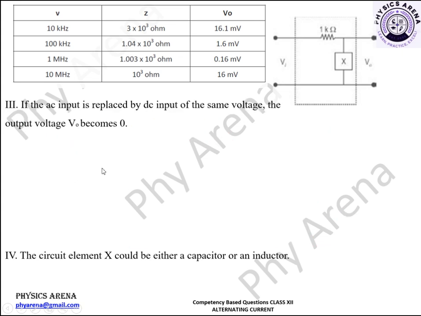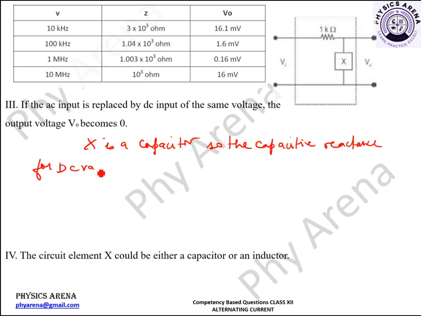Let's take statement 3. In statement 3, it says if the input is replaced by a DC input of the same voltage, the output voltage V0 becomes 0. Since we have concluded that X is a capacitor, the capacitive reactance for DC value will be infinite, because Xc is equal to 1 upon 2 pi nu C. Or you can write Xc is equal to 1 upon omega C. Both are the same. Omega can be written as 2 pi nu.